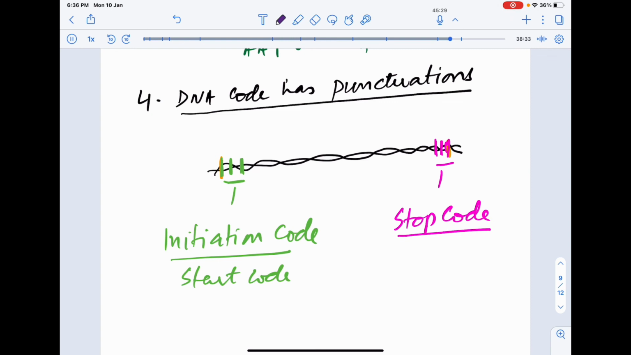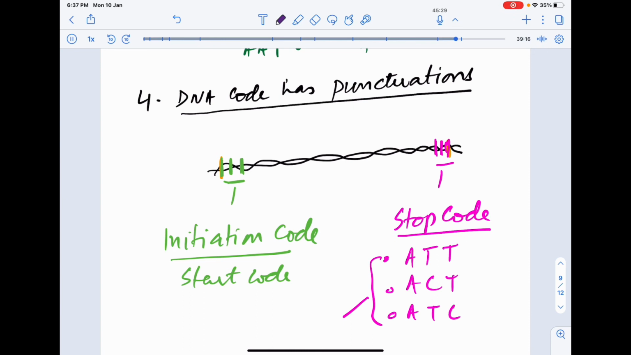There are three possible stop codes that we can find from the table that include ATT, ACT, and there is one more, it is ATC. So these three are stop codes.